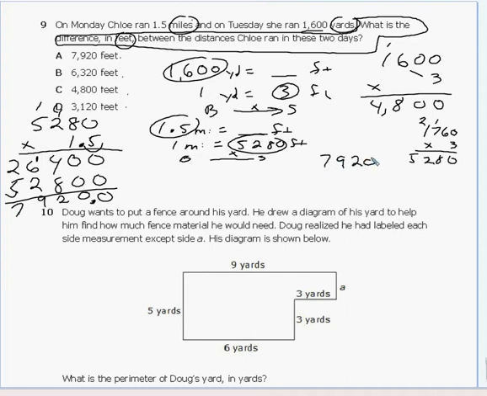7,920 feet. And we'll subtract what she ran the second day, which was 4,800 feet. That's 0, that's 2, that's 1, and that's 3. So 3,120 feet is the difference, and our answer choice is D.